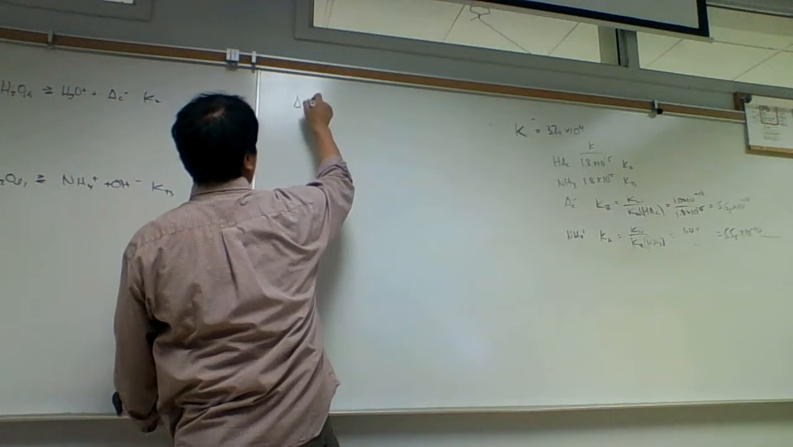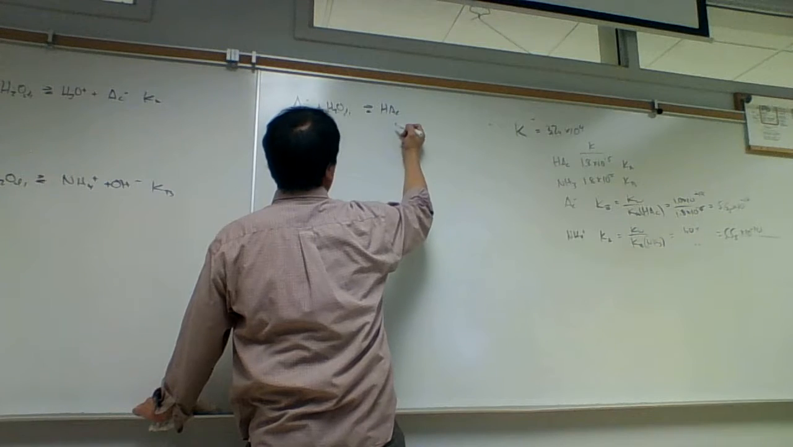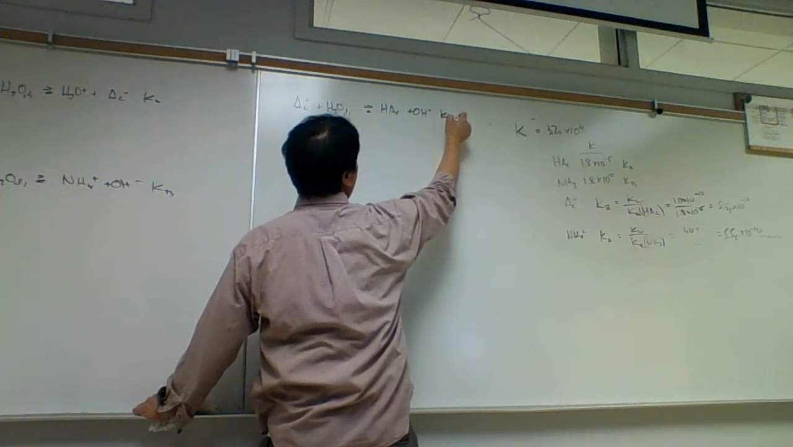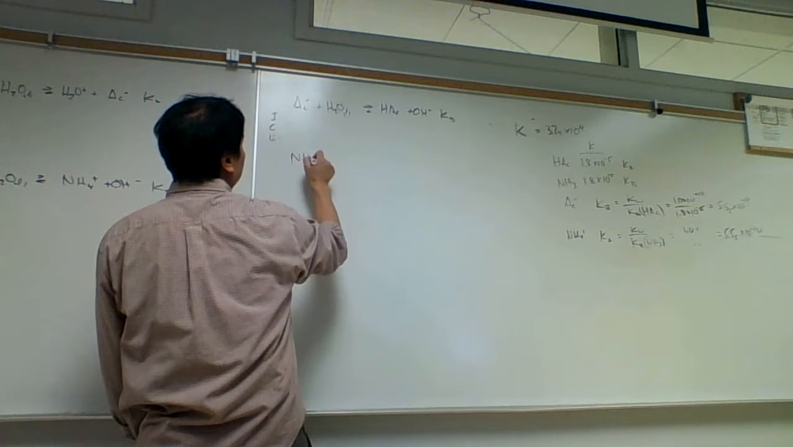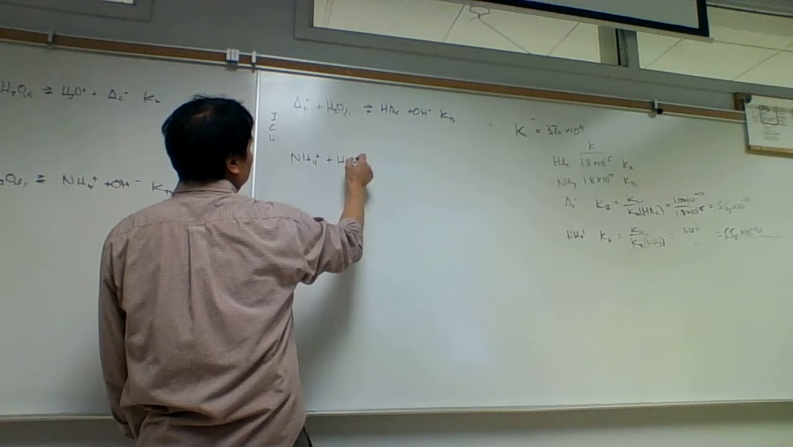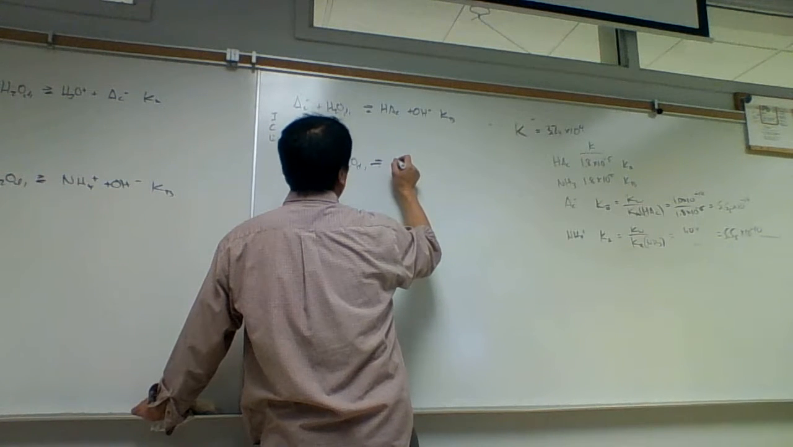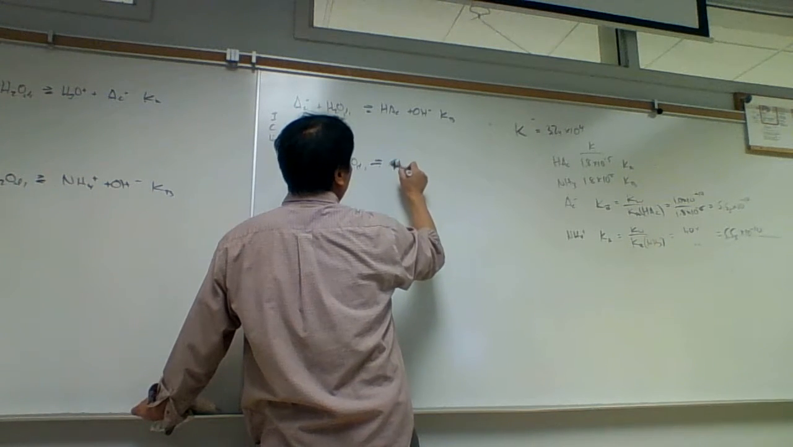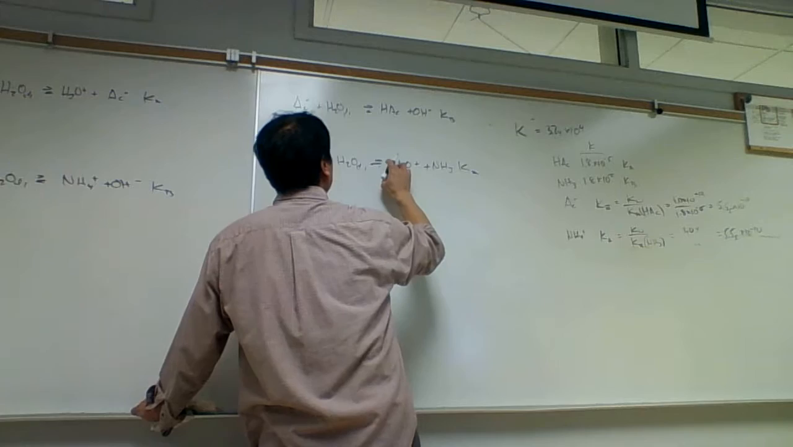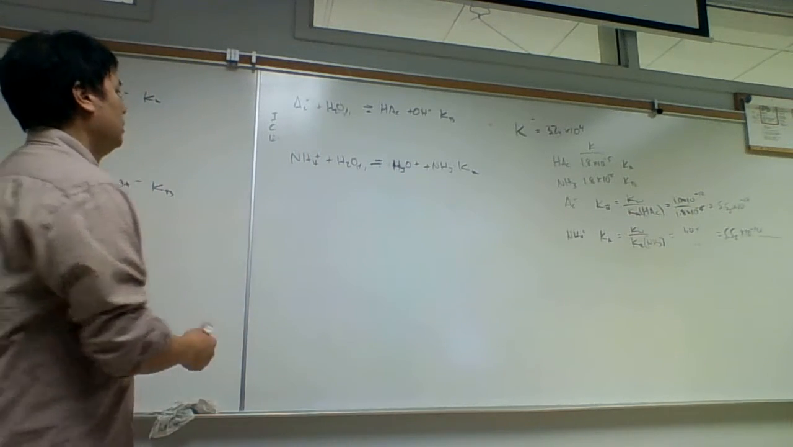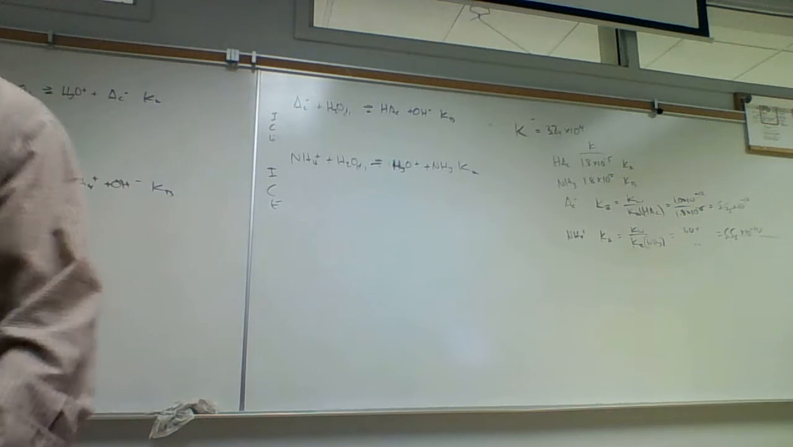Okay, then let's go to acetate. Acetate plus water is going to yield acetic acid plus hydroxide. This is a Kb. Do the ice table for that. And then we have ammonium. Ammonium plus water is going to give us hydronium and ammonia. It's Ka. Do the ice table. So should we do these 4 ice tables here?